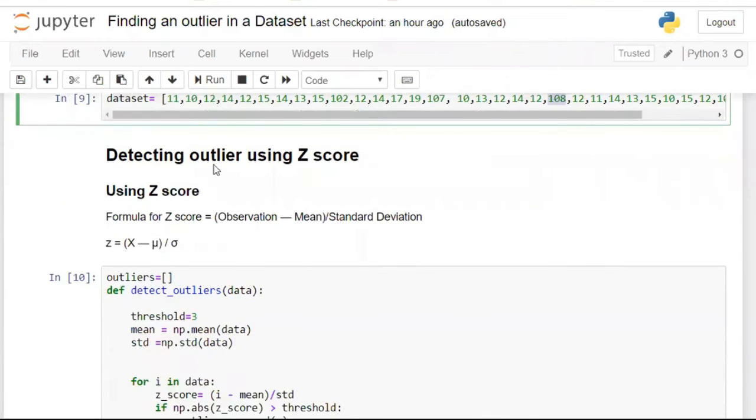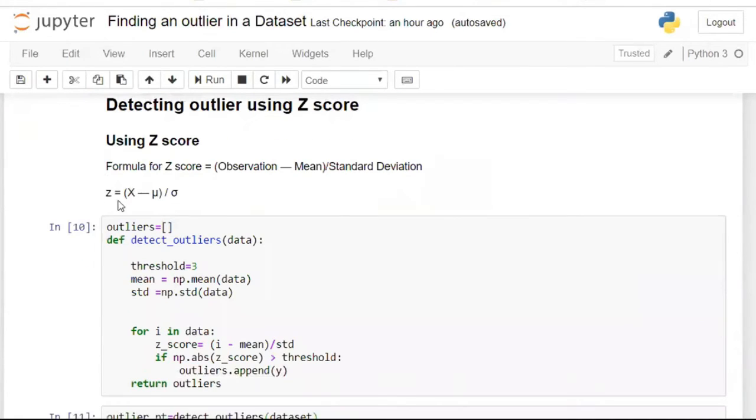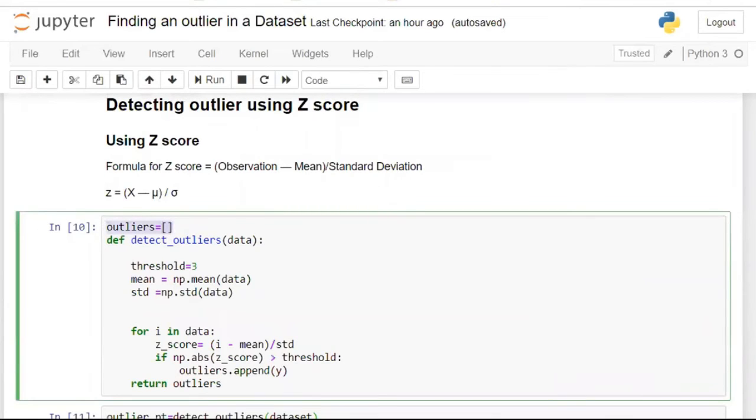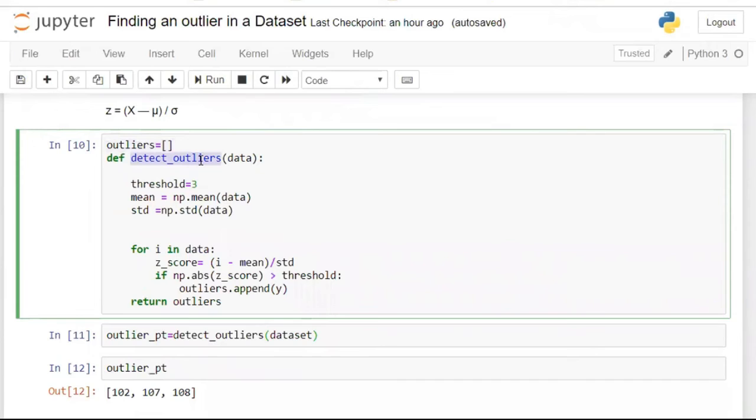Now, detecting outliers using Z-score. First, I'm going to consider the Z-score. So remember, the Z-score formula is x minus mu divided by the standard deviation. Here I've created my outlier data as a list, and I'm creating a function which will detect the outliers. To detect the outlier with the help of the Z-score, I need to find the Z-score value. The threshold value I'm keeping as 3. That basically means that if my data falls within the third standard deviation, I'm not going to consider it an outlier. If it falls away from the third standard deviation, then I'm going to consider it an outlier.